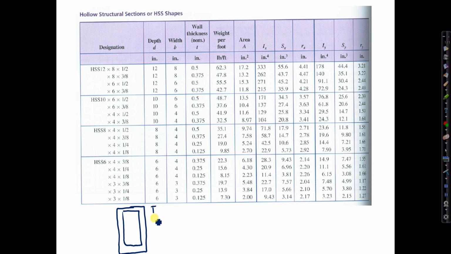According to the chart, the largest dimension will be called the depth, D. The dimension in the cross direction will be called the width, B, and then the thickness will be labeled T. So for the designation of HSS, the first number in the chart is the depth, the second number is the width, and the third number is the thickness in inches. Another important thing to note is the weight per unit foot. That's a measure of the economy.